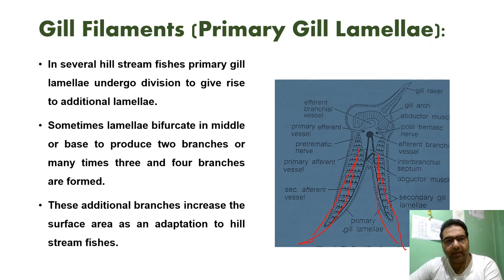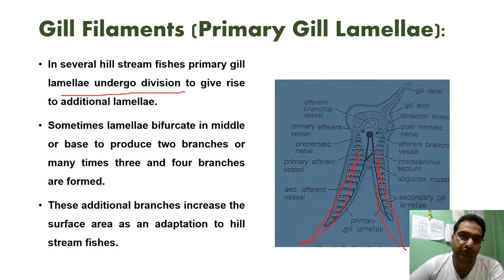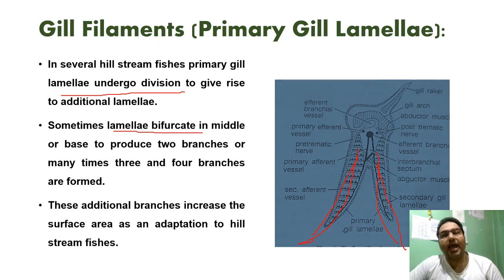But in the case of hill stream fishes, the primary gill lamellae many a time undergo division and division again, so that they give rise to additional lamellae, so that the surface area is increased and more gaseous exchange takes place. Sometimes lamellae bifurcate in the middle or base to produce two or more branches, and sometimes four branches are formed. These additional branches increase the surface area as an adaptation to hill stream fishes.